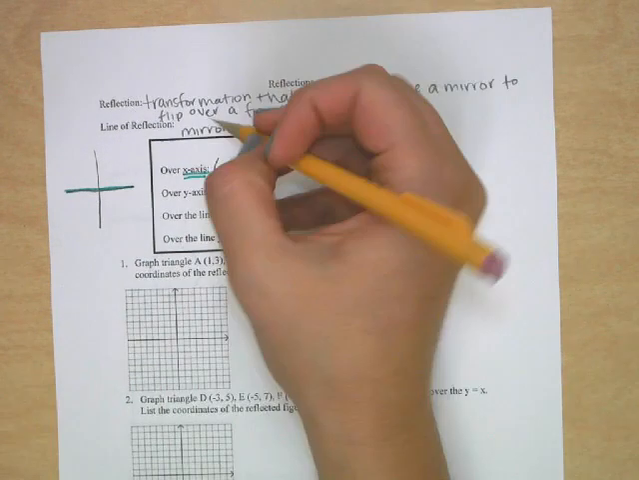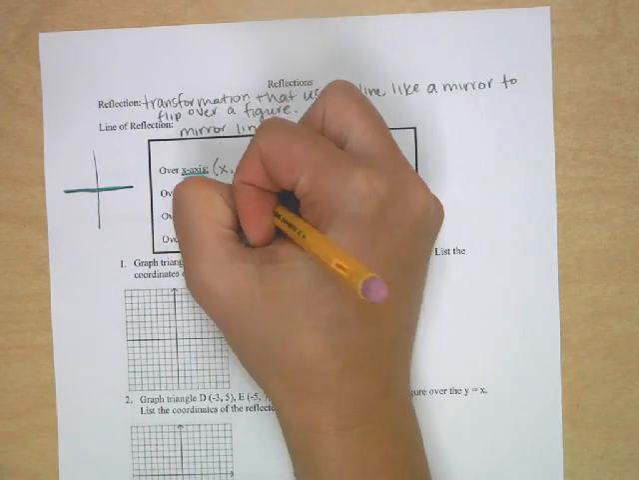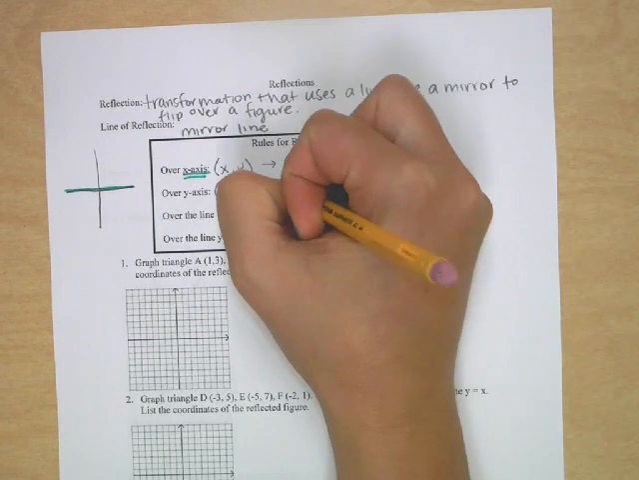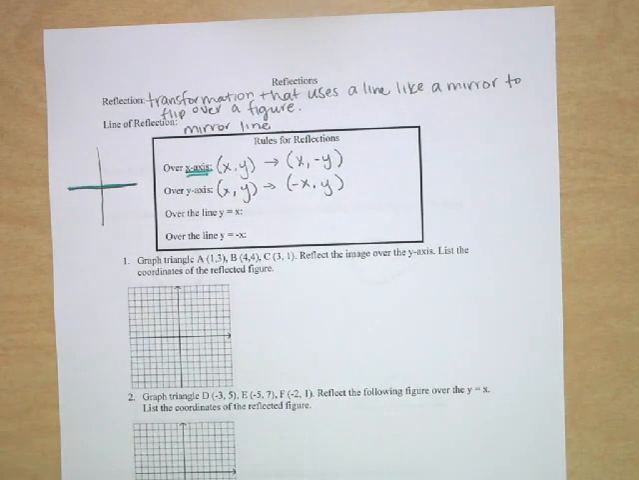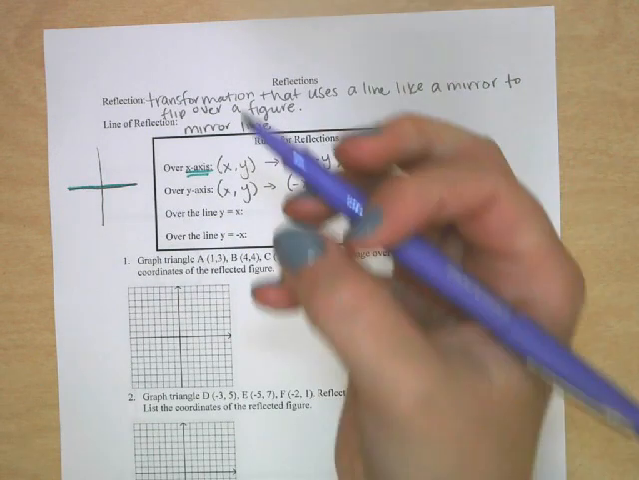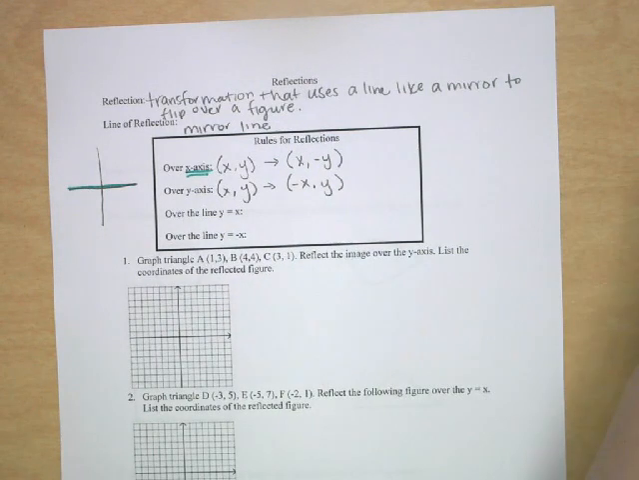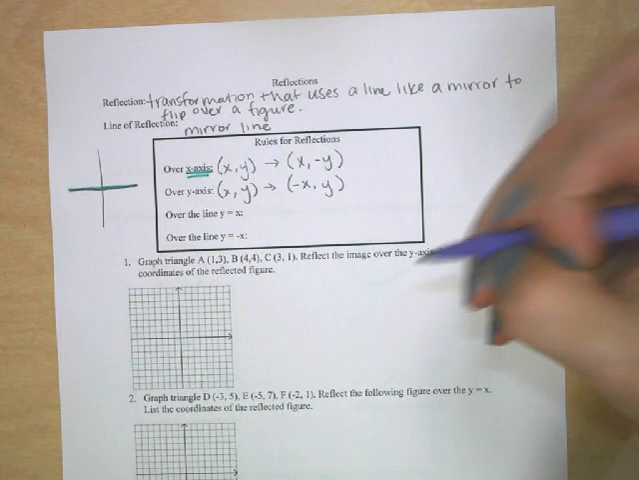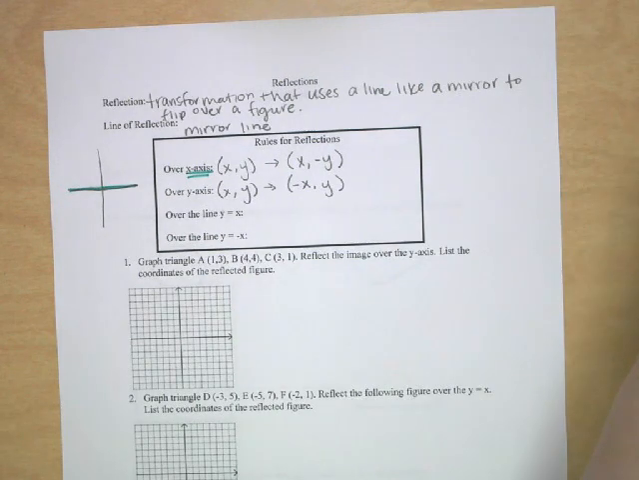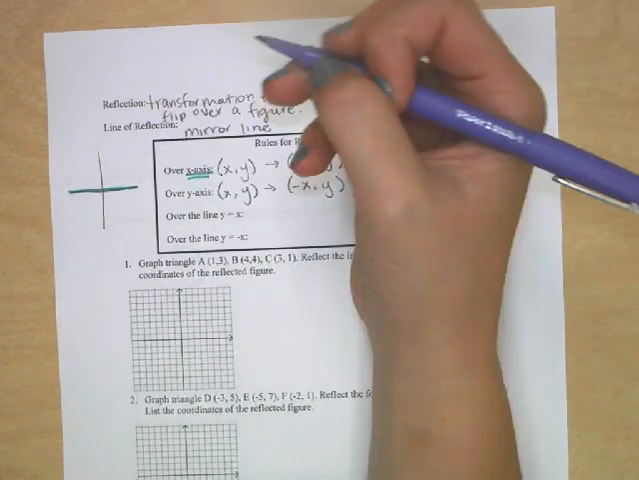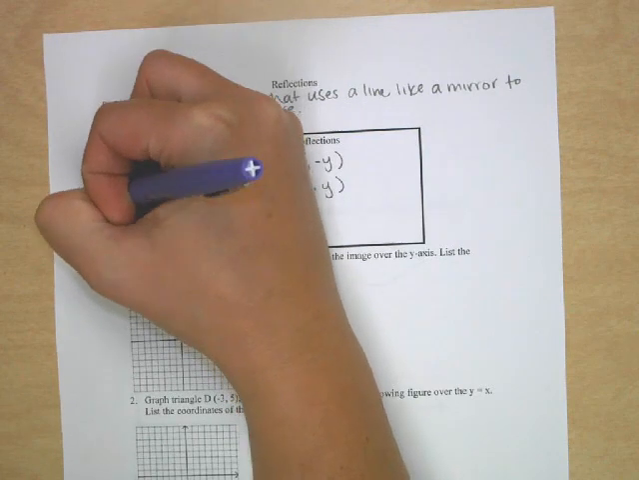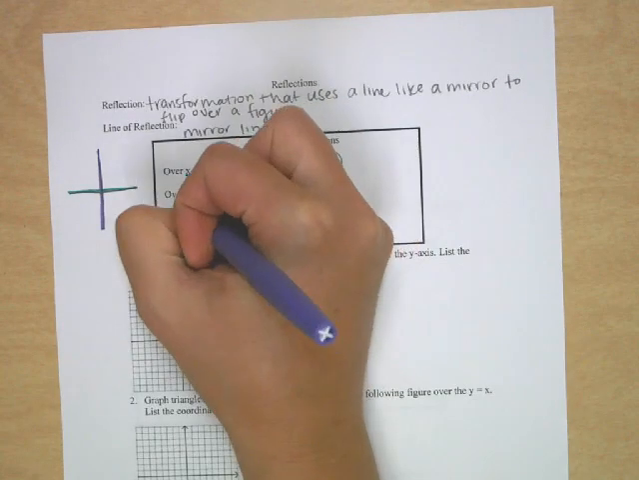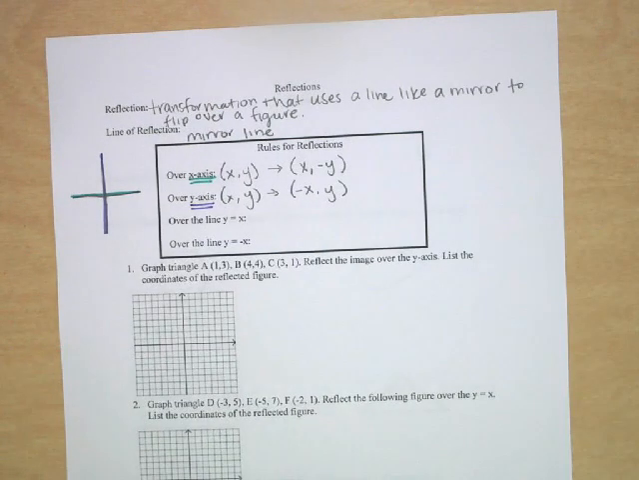Then the Y-axis, if we start off with a point X, Y, it's going to turn to negative X, Y. And I say negative X, but really it's going to change the sign. So if it was already negative, it's going to turn positive. And if it's positive, it's going to turn negative. So it says negative, but it's changing the sign. And your Y-axis is going to be right here. So flipping over that line.